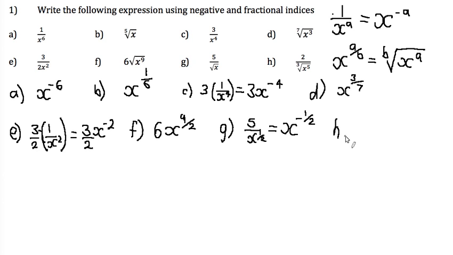Finally, h. The 2 can come out separately as a coefficient in a moment, but what we can do is we can think about this being 1 over the root of x to the power of, numerator is 5, denominator is 3, so this becomes 2 times x to the power of minus 5 over 3.